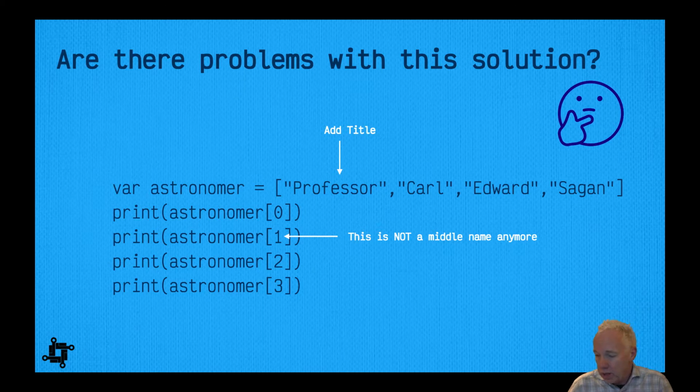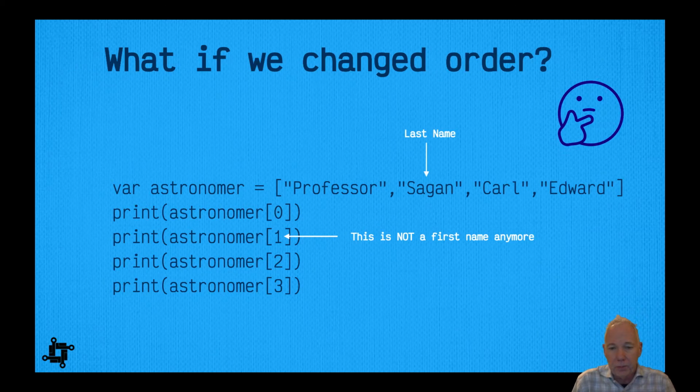And so this sort of illustrates the confusion and why this is not a good solution, because if this changes in any way, all of this code actually breaks. So here's another one. What if we change the order in the array? So now we're going to say Professor Sagan, and then it's first name, middle name.